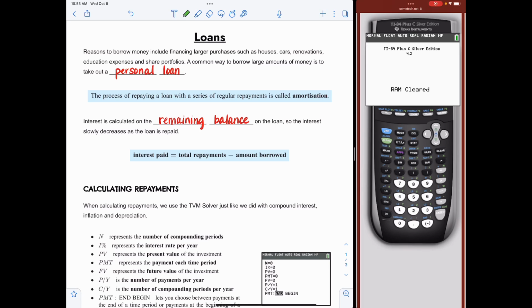So, reasons to borrow money can include financing larger purchases such as houses, cars, getting renovations done to your home, or paying for your education. Or you can look at stocks and bonds and investment portfolios. So, a common way to borrow large amounts of money is to take out what we call a personal loan. The process of repaying a loan with a series of regular payments is what we call amortization.